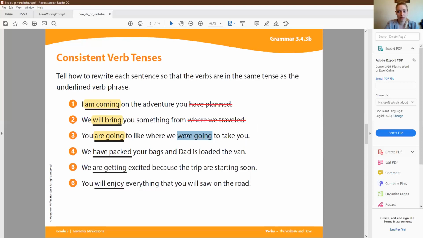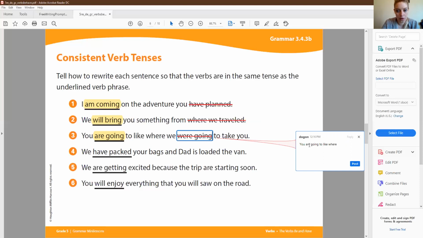So we were going is wrong. So we're going to strike through that, and then we're going to rewrite the correct sentence over here. So you are going to like where we are going to take you. So again, are going stayed the same. Well, now I needed to change were going to future tense as well. So you are going to like where we are going to take you. Are going is future, matches are going is future. Good.